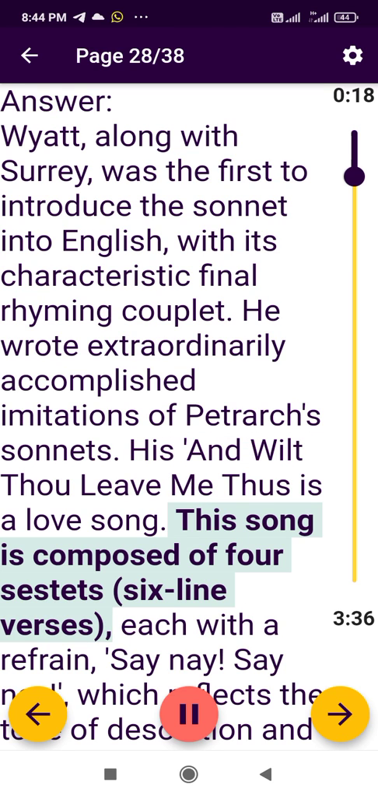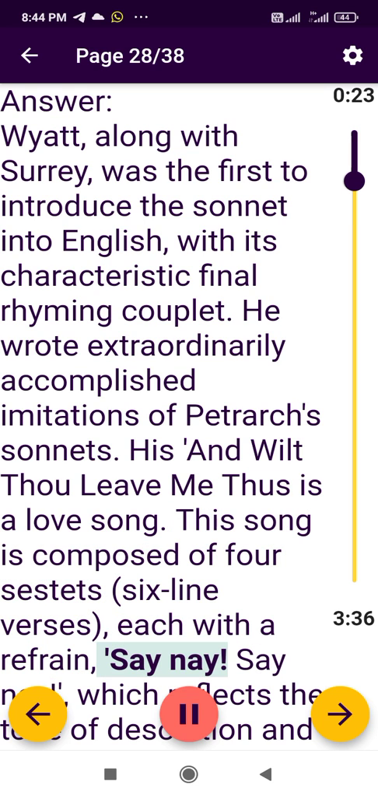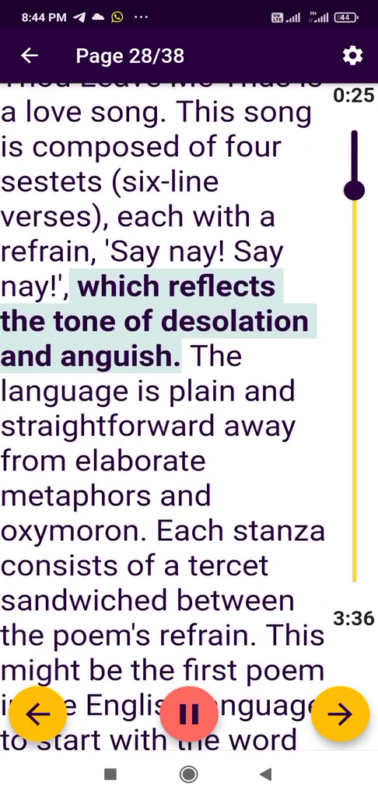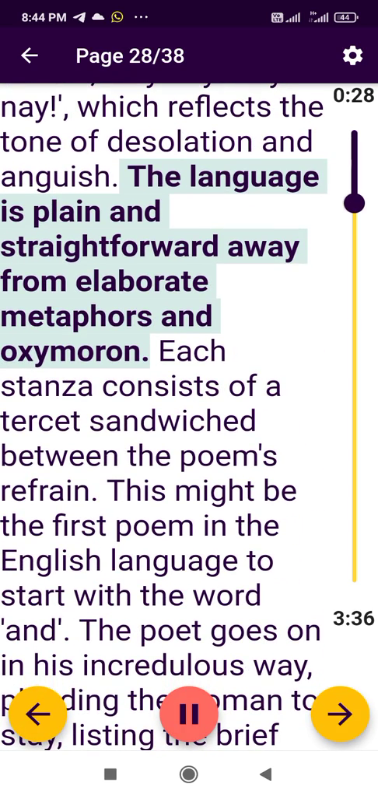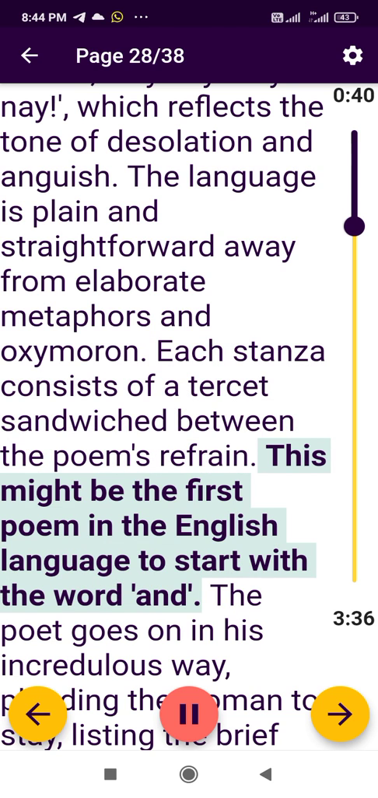This song is composed of 4 sestets, 6-line verses, each with a refrain, say nay, which reflects the tone of desolation and anguish. The language is plain and straightforward, away from elaborate metaphors and oxymoron. Each stanza consists of a tercet sandwiched between the poem's refrain. This might be the first poem in the English language to start with the word and.